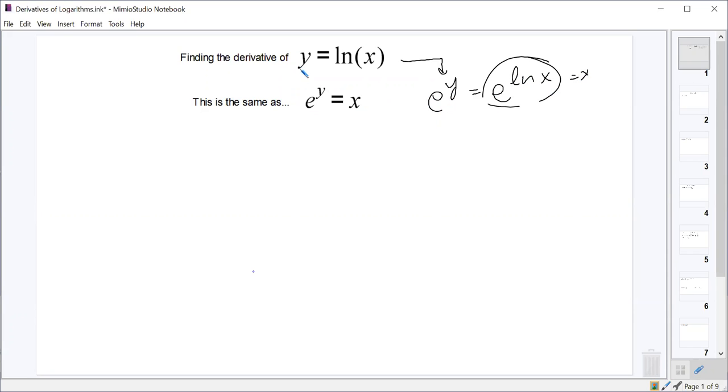Would everybody agree that these two things here, y equals natural log of x and e to the y equals x, mean the same thing? Yes. All right, cool. So instead of taking the derivative of natural log of x, we're going to take the derivative of e to the y equals x. And since this is no longer written as y equals a function of x, we have to differentiate it implicitly. So we're going to take the derivative of both sides of it with respect to x.